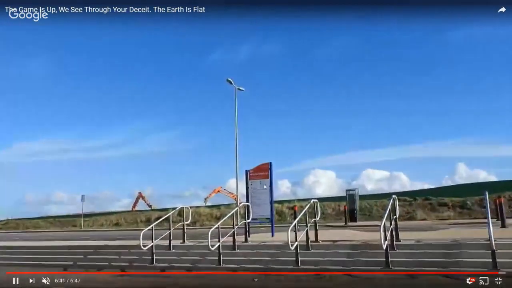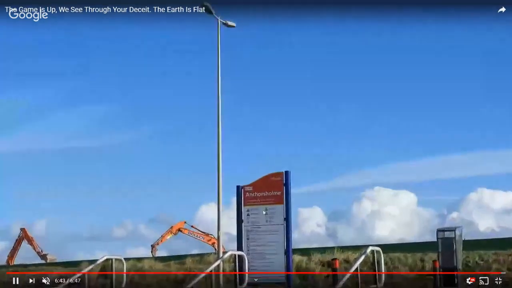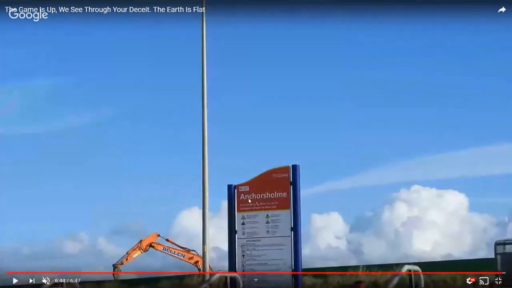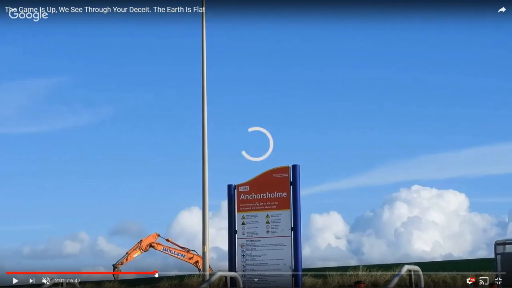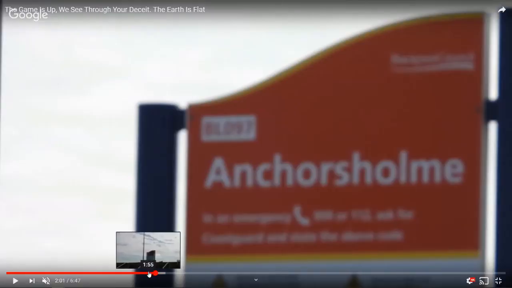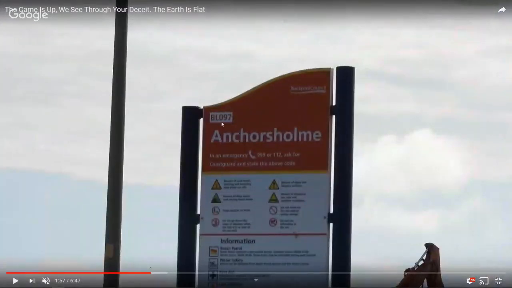All these have different numbers, so it's for the lifeguards to come and check. If you fell into the water and you were in trouble, you'd reference BLO 97 so that the lifeguards would know exactly where to come and find you. The next one down is BLO 96, 95, etc. this way. And of course, if I go back to the first video, let's see if I can get that in focus. Yeah, there we go, BLO 97.